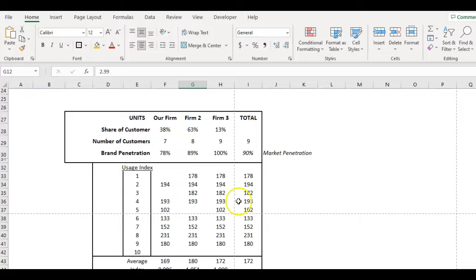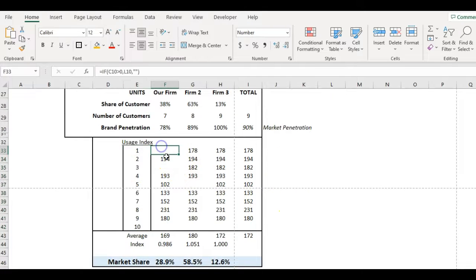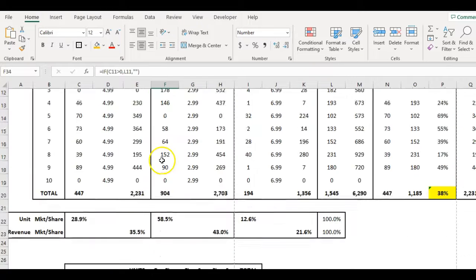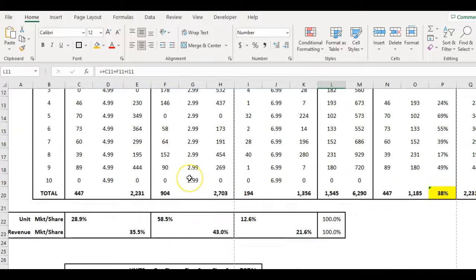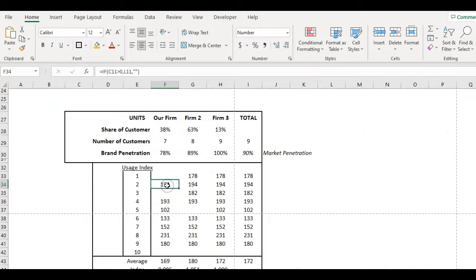usage rates? Okay, so again, I've got customers 1 to 10 listed here. What I'm picking up is a formula here. I'm picking up the total. Okay, so I'm not picking up our own sales, I'm picking up market sales. So customer number 2 here, I've picked up 194. And you can see I've picked up the same number each time for everybody. So 194, so I'll come up here, Firm 2, that number is here. That tells me that customer 2 bought 194 total in the marketplace.